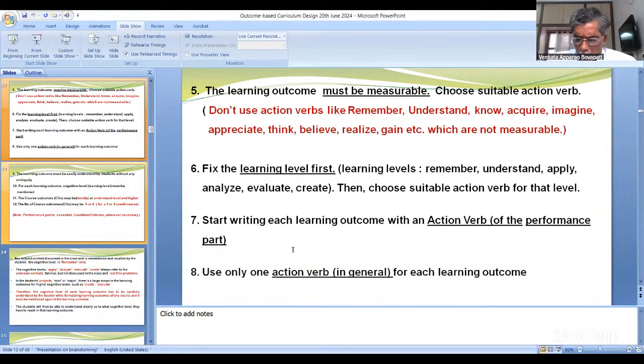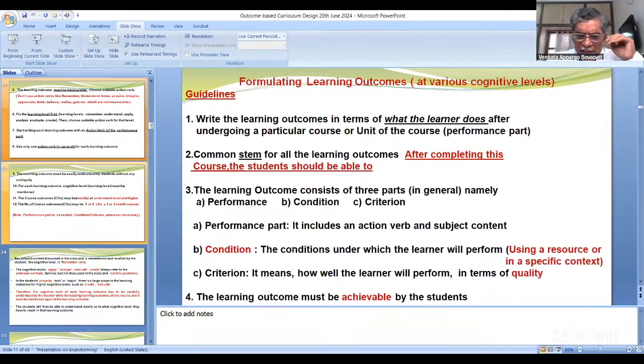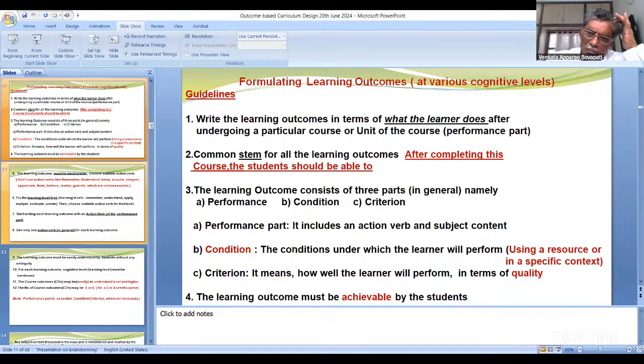Then the fourth guideline: the learning outcome must be achievable by all the students, 80% of the students. What does it mean? In first year undergraduate programs itself, undergraduate courses itself, please do not use create level and evaluate level.